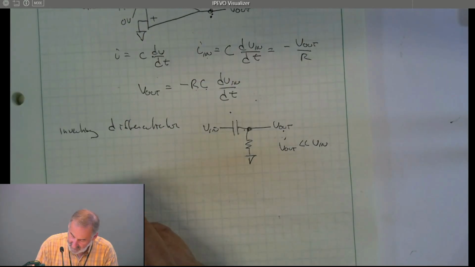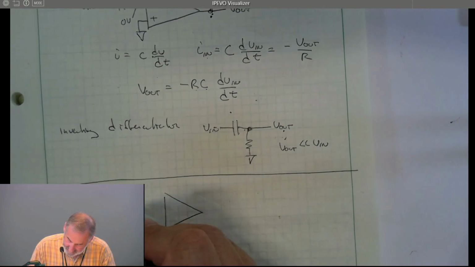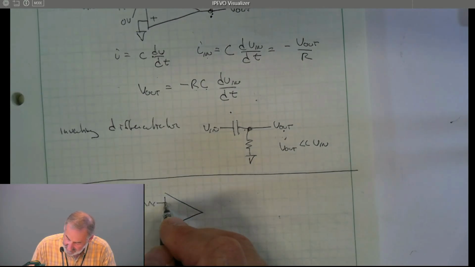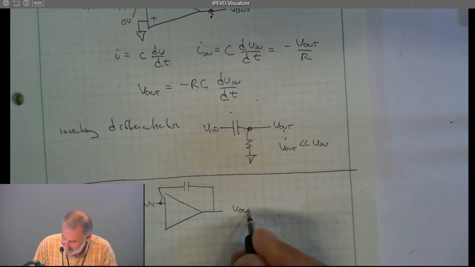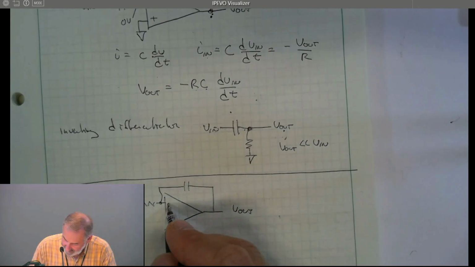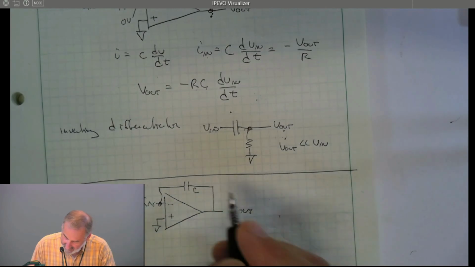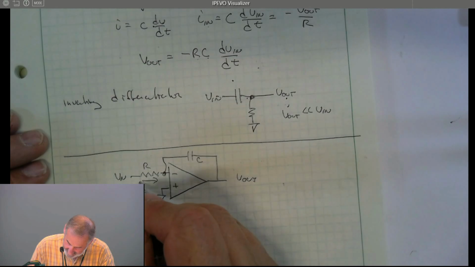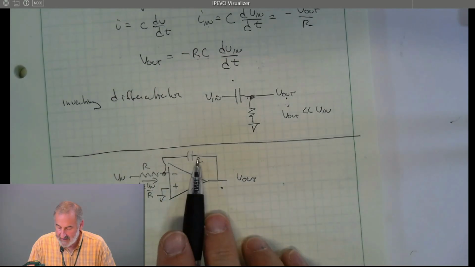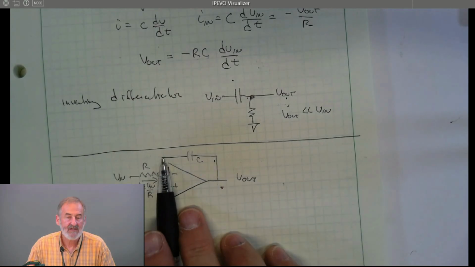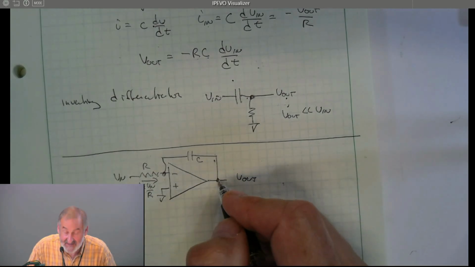Now, let's take a look at another circuit. This time I'm going to put the capacitor in the feedback loop. Once again, it's an inverting circuit. Well, there is negative feedback. Clearly, if this voltage changes, the negative input changes. So we do have negative feedback, except at DC.